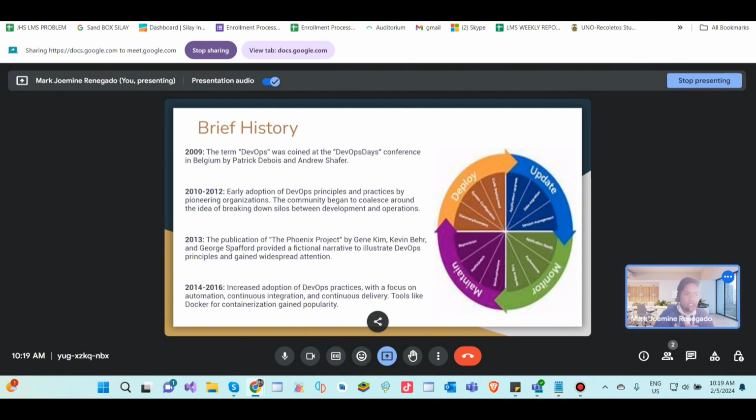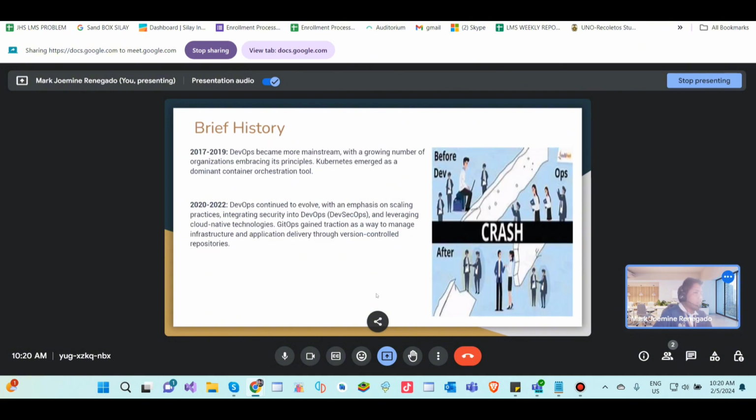So many companies now are using DevOps, with a focus on number one, automating systems or automation. Number two, continuous integration. So even if the system is already working, we are finding ways to make it efficient. And continuous delivery. So we have here tools like Docker for containerization that gained popularity, right? So that's the brief history of DevOps. Let's move now to the next slide.